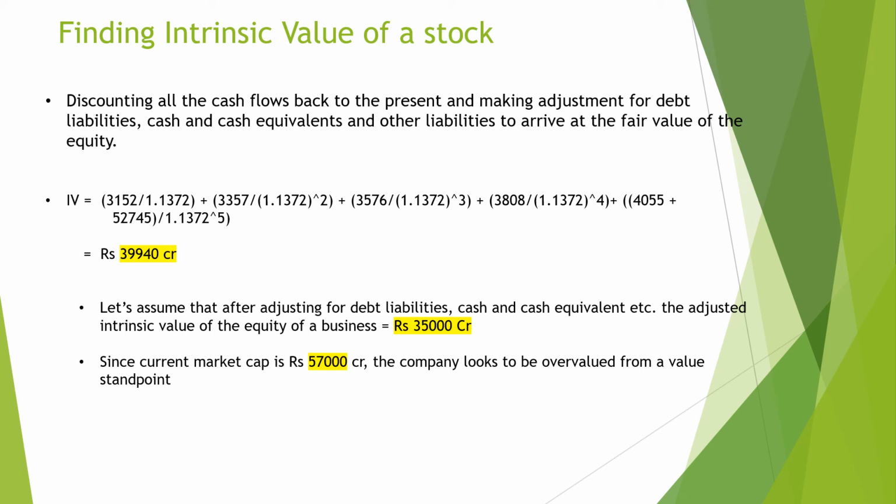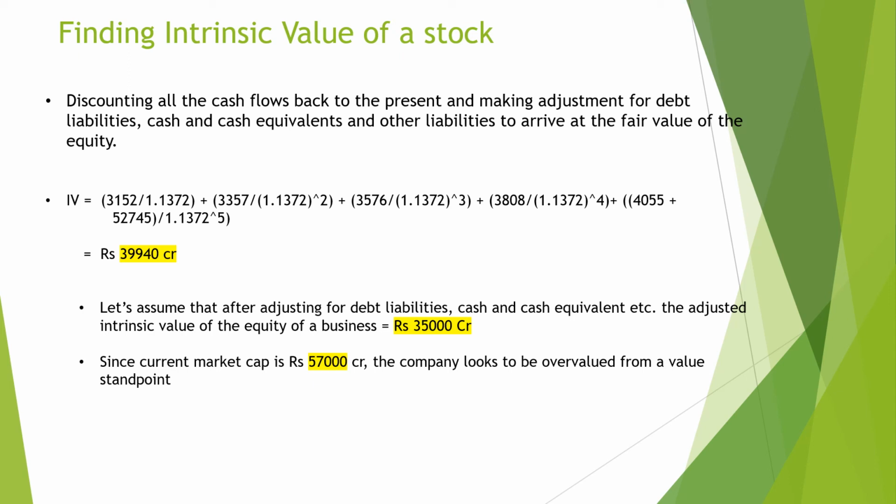So how intrinsic value is calculated is we take the cash flows for all the 5 years, and in the fifth year we are taking the terminal value, the cash flow at the terminal year, that is year 5, and we are adding all these cash flows at the respective time, and then we are discounting them at the respective cost of capital, which was 13.72% in the previous slides that we have discussed.